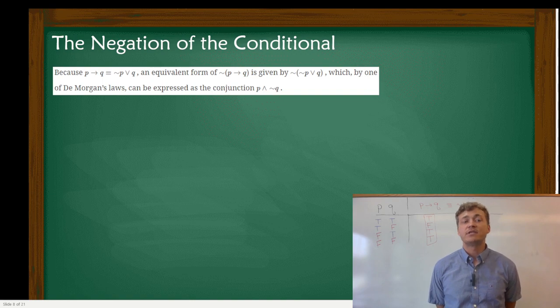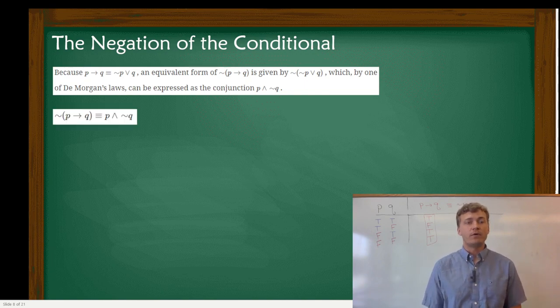Well, consider that we just discussed De Morgan's laws, where essentially you can distribute a negation sign over a disjunction or a conjunction. In this case, to negate not P or Q, we will simply distribute our negation sign to not P, making it P. We will negate Q, making it not Q, and we will switch the or connective to the and connective. We now have an equivalent form for the negation of the conditional. To negate a conditional statement is equivalent to P and not Q.